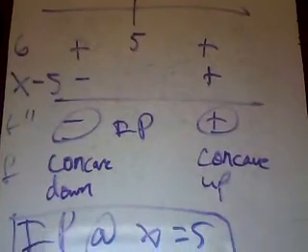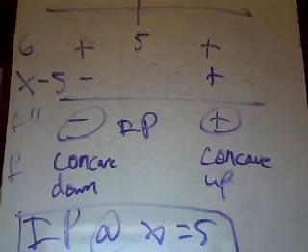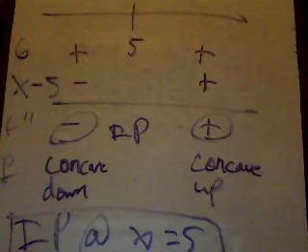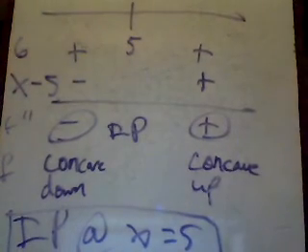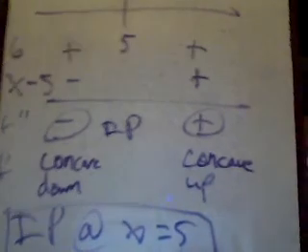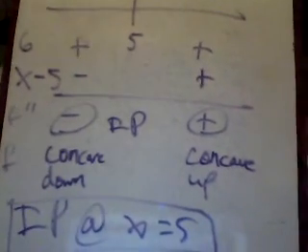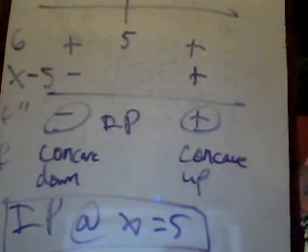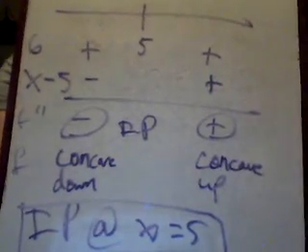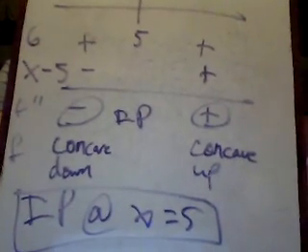There's that sign chart there. Put the 5 on it. The factors are 6 and x minus 5. 6 is always positive. Less than 5 would be negative. Greater than 5 is positive. The second derivative is negative for x less than 5, and then it's positive greater than 5. When you switch concavities, there's an inflection point. The inflection point is at x equals 5.